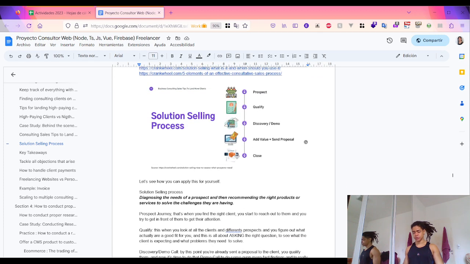So after I look at this solution selling process, based on these consultation sell tips, which are listen more, use speed, use the solution selling process, and add value, then I look at other important topics, especially as a business consultant, such as how to invoice clients. First, get the service agreement signed.